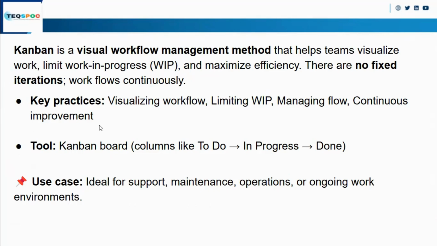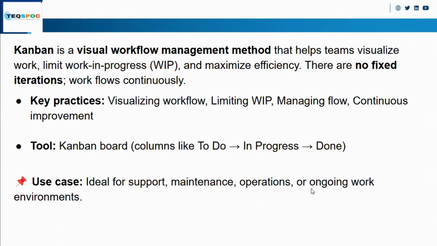So what are the key practices in Kanban? Visualize the workflow, meaning the dashboard is visual. We can easily see what task has been assigned to which person, and we can limit the work in progress. We can manage the flow, and continuous improvement is done. The tool basically used in Kanban is the Kanban board. Kanban is basically used by support teams, IT teams, maintenance teams, and operations. These are generally the users of Kanban.